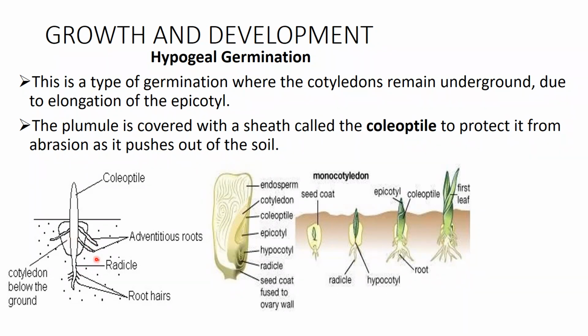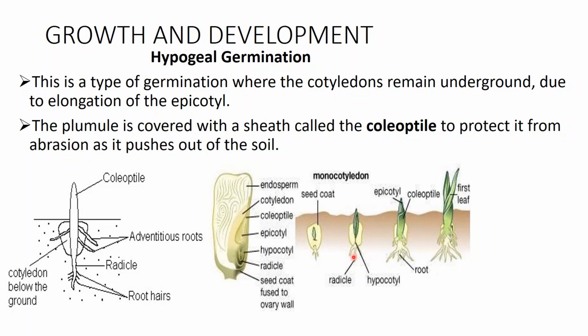Okay, but what is important is the fact that the cotyledon remains on the ground, while the coleoptile and the plumule come out. The coleoptile's job is to make sure that it protects the plumule from damage. So if we go here where we look at it step by step, we have a seed coat here.